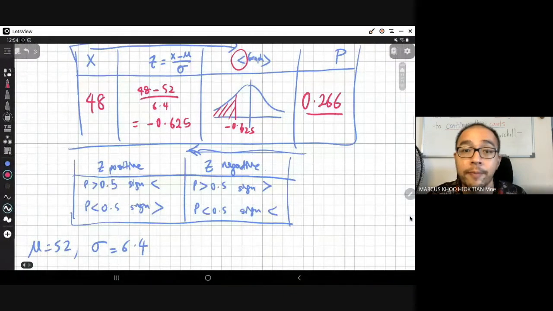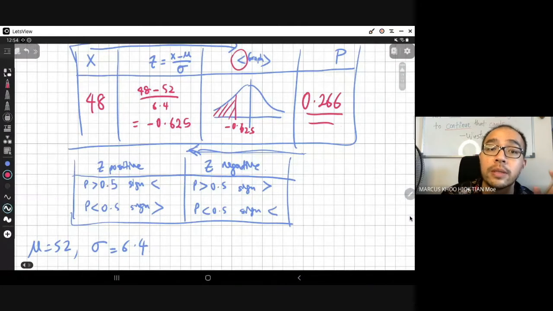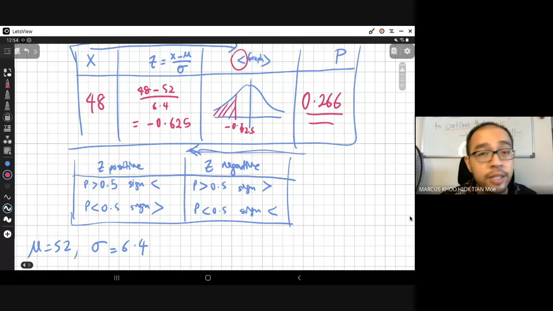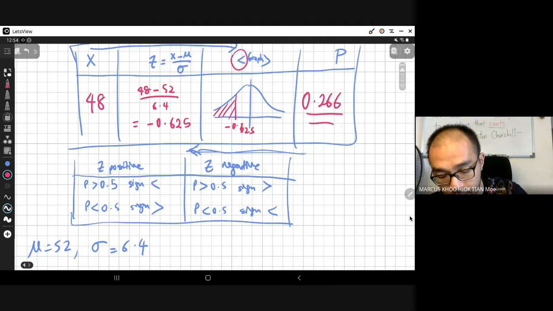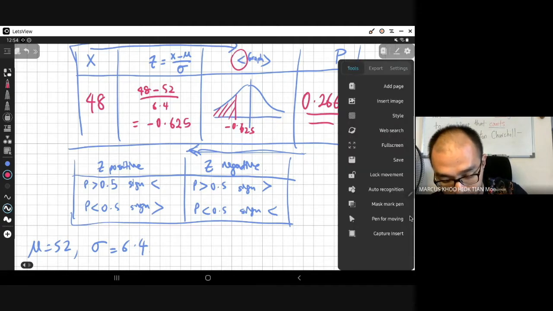0.266. Done. Okay, so this is the usage of the table from the left to the right. Okay, which is a very standard question. Mesti satu soalan dari kiri ke kanan. The next question most likely is from the right to the left. Okay, hold on. Let me duplicate this page.